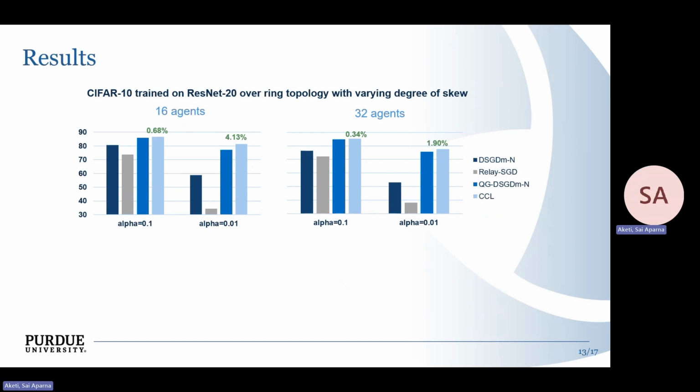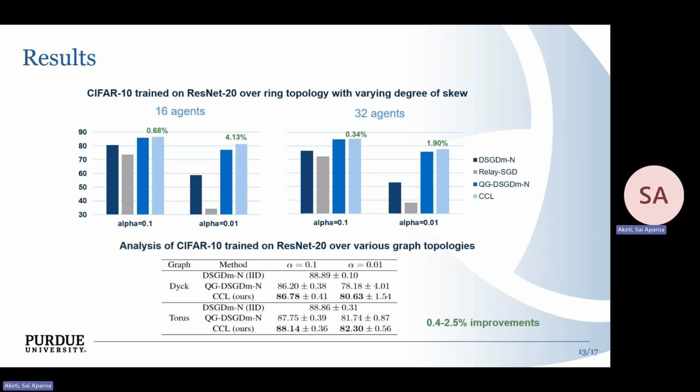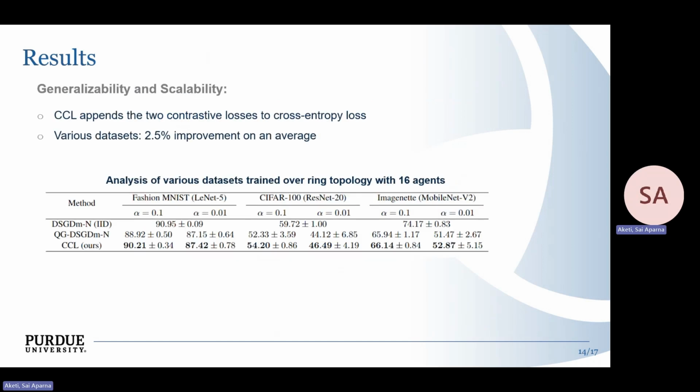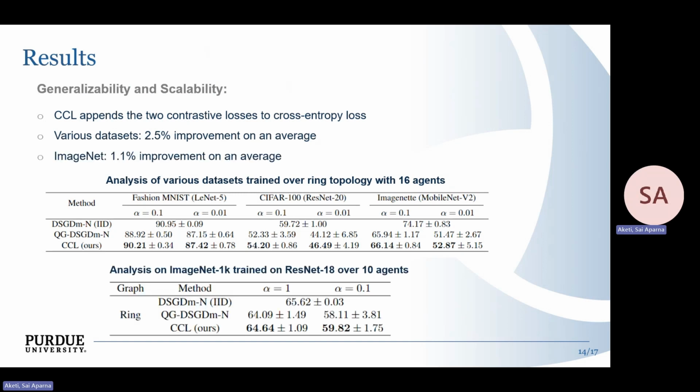Here are the results for CIFAR 10 dataset on ResNet 20 architecture over a ring topology of 16 and 32 agents. We see an improvement of 0.624% over the current state of the art. We also conduct experiments on various graph topologies and see an improvement of 0.4 to 2.5%. To show the generalizability of the proposed loss function, we conduct experiments on various datasets and show an improvement of 2.5% on average. To show the scalability, we conduct experiments on larger datasets like ImageNet and show an average improvement of 1.1% over the current state of the art.